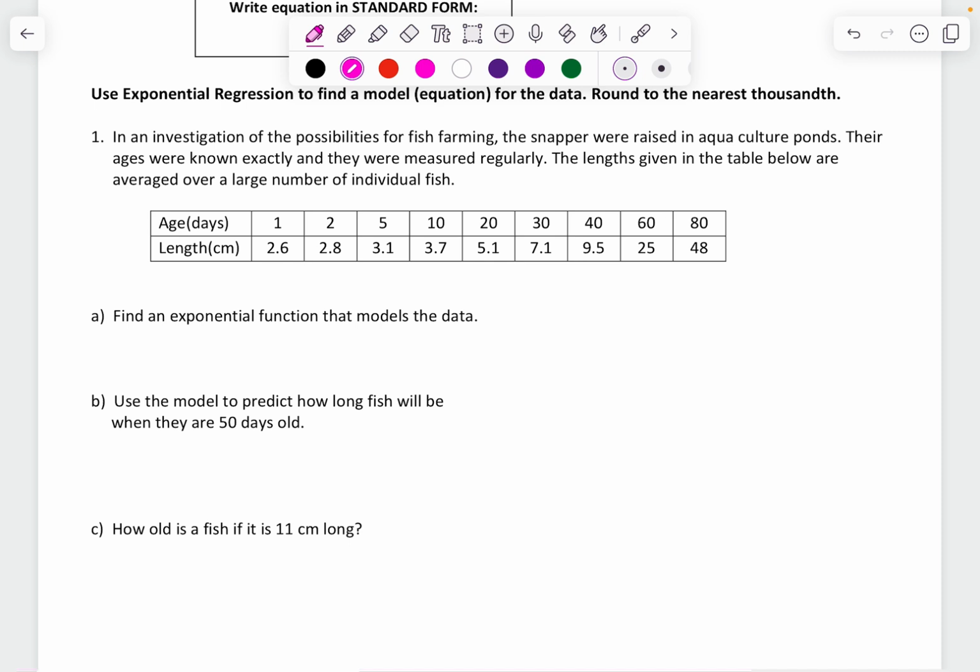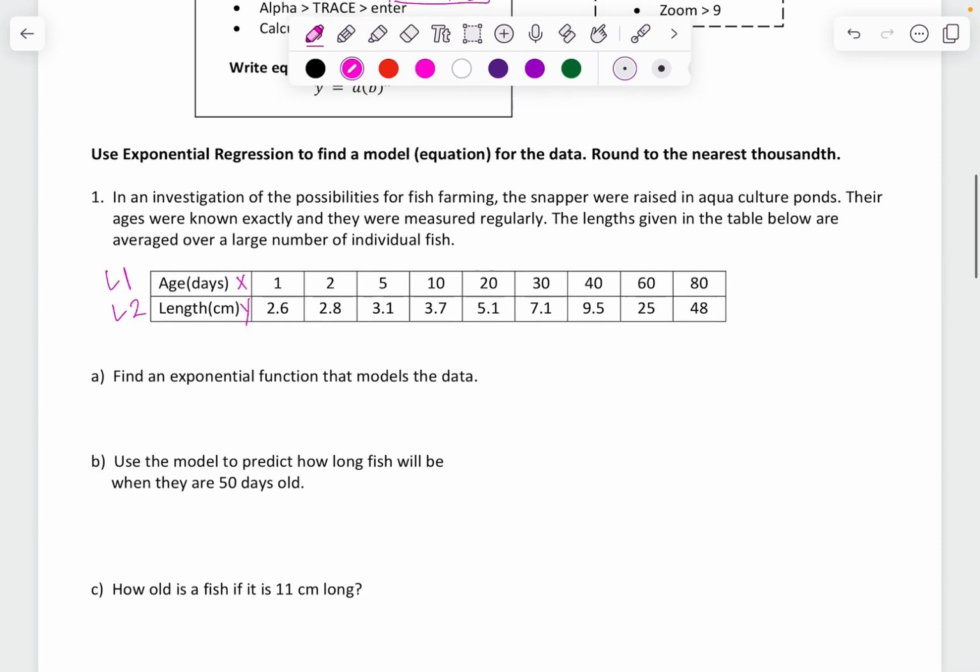Okay, so in a pond, we have fish, we have our X's, which are L1s, okay, that represent the days, the age of the fish, and then how long the fish is, that's my L2s, okay? And so go ahead and label that. So in other words, age is my X's, my length is my Y's, okay? My first question is find the exponential function that models the data. So we're going to have to do exponential regression.